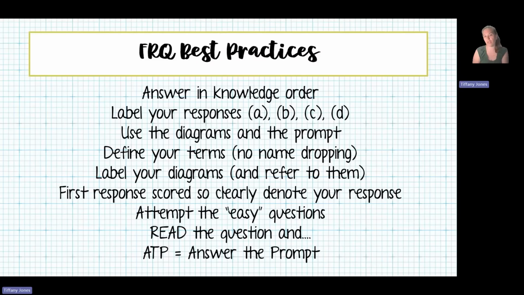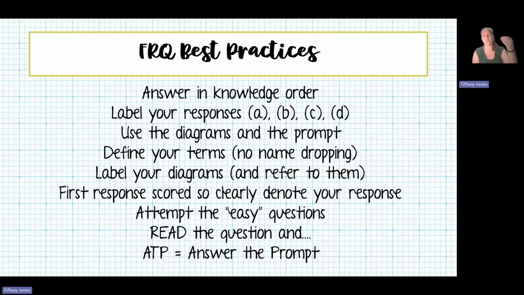So some best practices. When you're doing FRQs, answer them in knowledge order. So if you know part B, just go ahead and write B and then answer B. If you know D, write D and then answer D. You do not have to answer them A, B, C, D. And also, since you're answering them in knowledge order, you don't have to leave space for the one that you didn't answer. Just write them as you go down the page. And you'll notice on the paper it says don't skip lines.